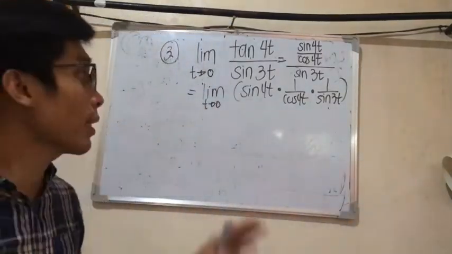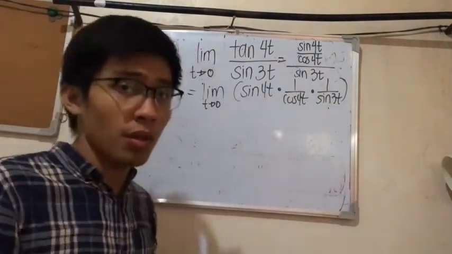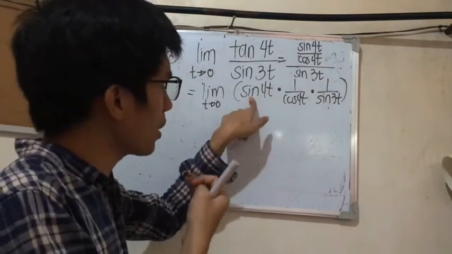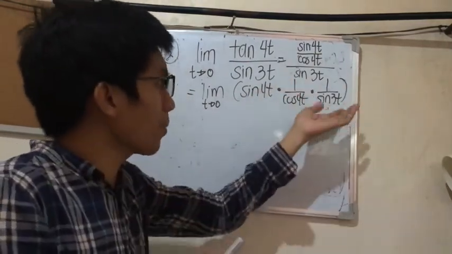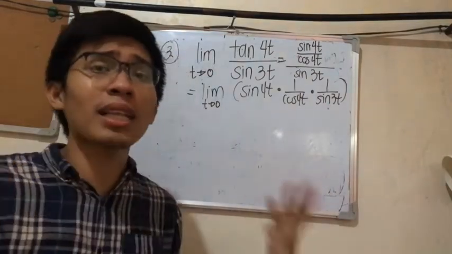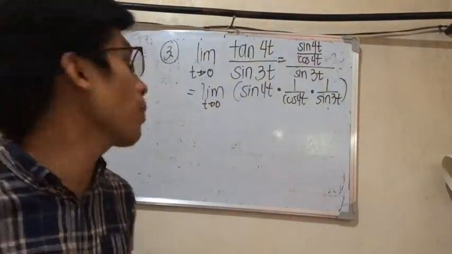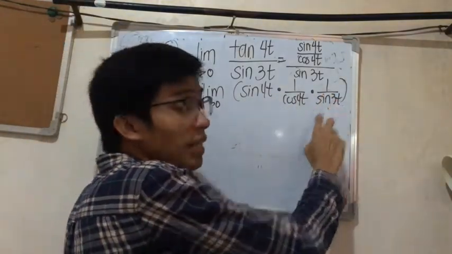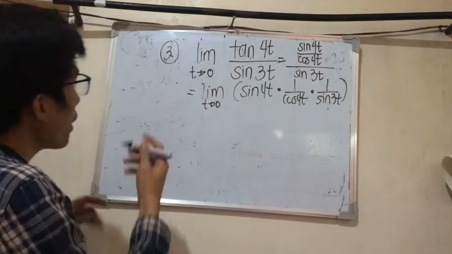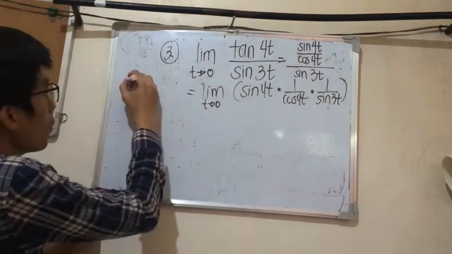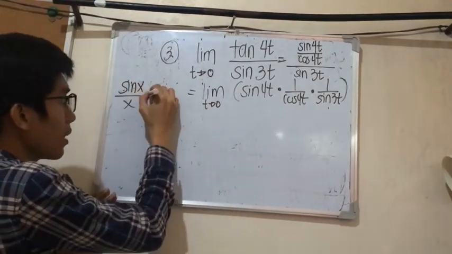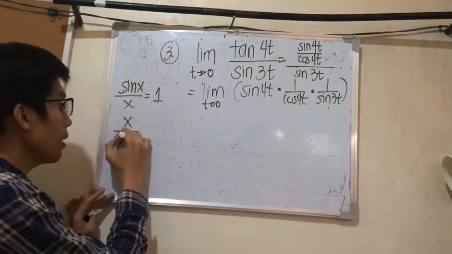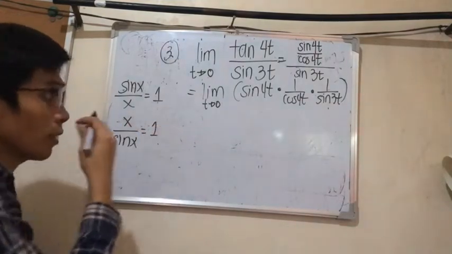Okay, so the question is, can we use the direct substitution method now? No, simply because it will still become indeterminate form. This is 0, 0 times 1, that is 0, times another 0 over 0, so that is still indeterminate form. So continue simplifying. As you can observe, I now have sine 4t and 1 over sine 3t. So you can simplify that one using the theorems that I presented to you, that the limit of sine x over x is equal to 1, and the same thing, x over sine x is equal to 1.